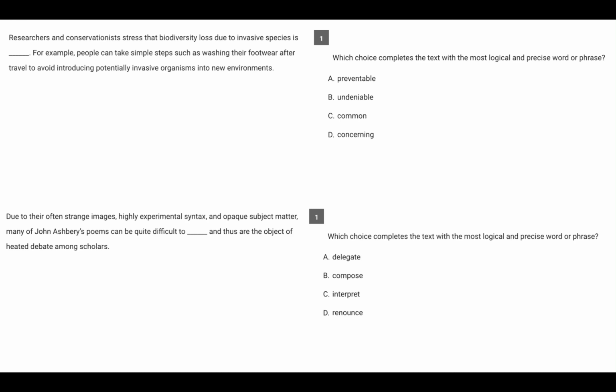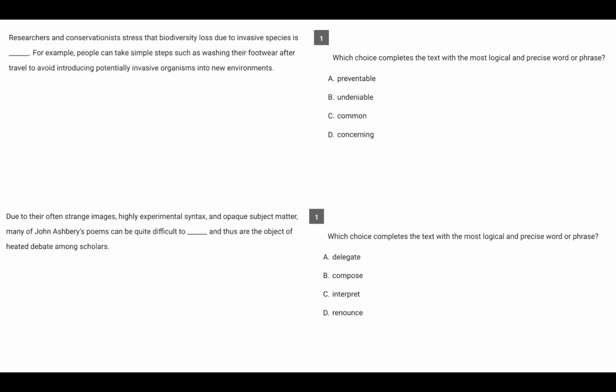Let's look at the question above. Researchers and conservationists stress that biodiversity loss due to invasive species is something. Okay, now this is a very common structure for vocabulary questions on the digital SAT. First, they make a general statement and then they exemplify the statement by saying, for example, or to exemplify, or for instance. And these kinds of questions are the easiest because just by reading the example, we can find out what should be said in the blank of the statement.